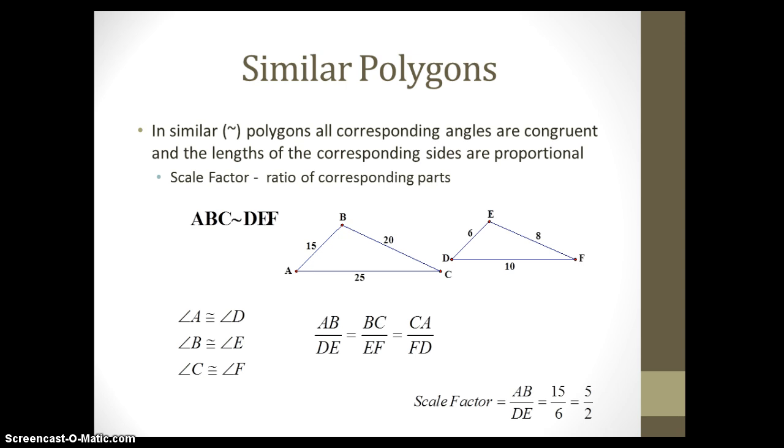If we want to find the scale factor, we just look at those ratios. So for example, we said AB over DE is going to give us our scale factor, or our ratio of the corresponding parts. So AB is 15, DE is 6, so the ratio or the scale factor is 5/2. And we could have tried any of these. So if we look at BC and EF, well, BC is 20, EF is 8, 20 over 8 reduces to 5/2. And again, CA is 25 and FD is 10, and 25 over 10 also reduces to 5/2. So we can look at any of the ratios and we'll get the same scale factor.